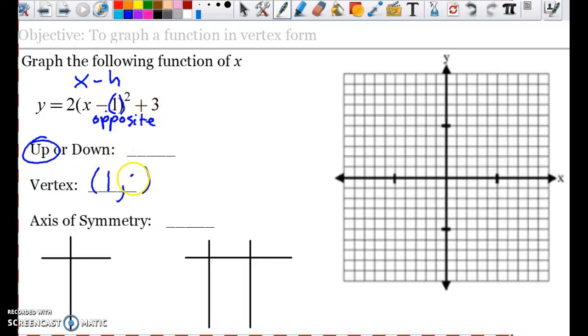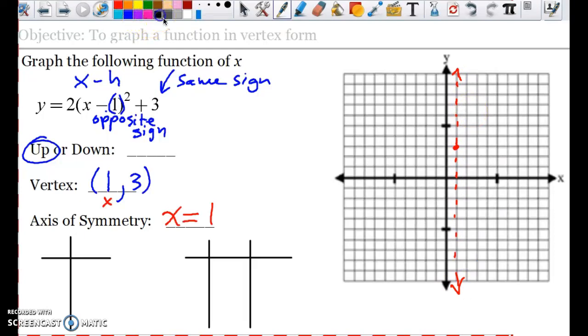And then k is going to be the same as what it was. So same sign. So inside, it's the opposite sign. Inside the parentheses, you take the opposite sign. And for the k value, you take the same sign. So the vertex is at (1, 3). The axis of symmetry is x equals h, and that's the same value as the vertex, 1. That's my axis of symmetry. So you know it has to pass through the vertex. There's my axis of symmetry right there.